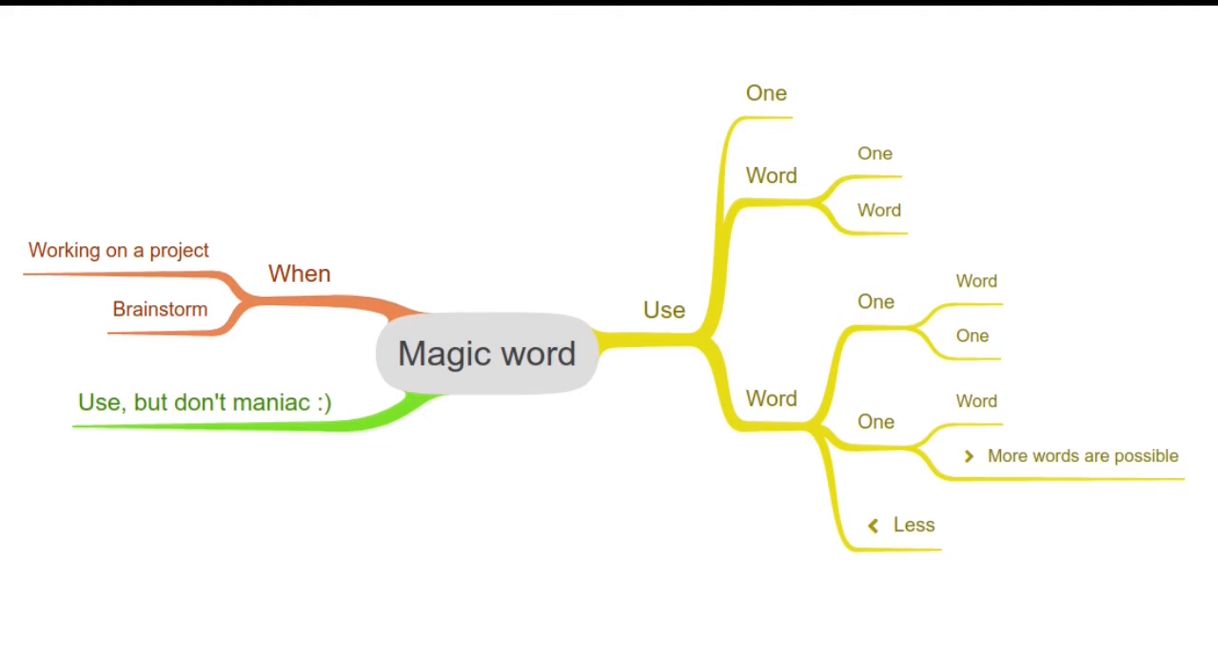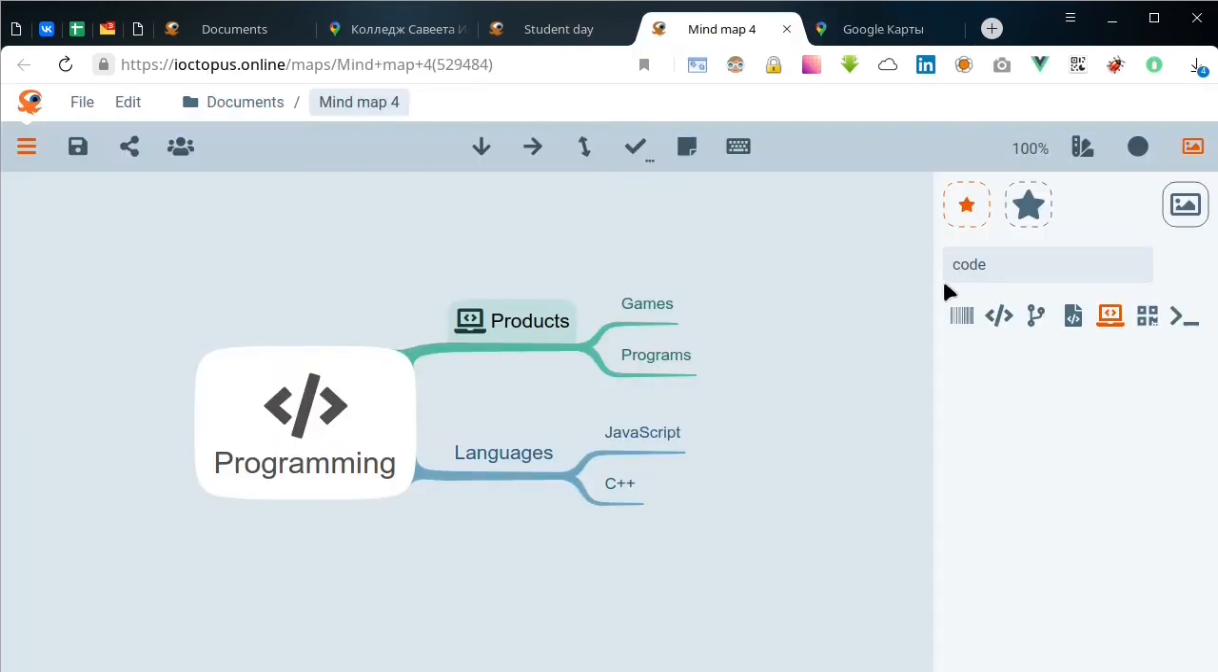Try now to add branches to your mind map using only one word. Yes, it can be a little bit harder, but it can give you more ideas, more solutions. For example, this is already a good example. Here is one word in each branch. But if you wrote long texts in your mind map before, try to add just one word in each branch.